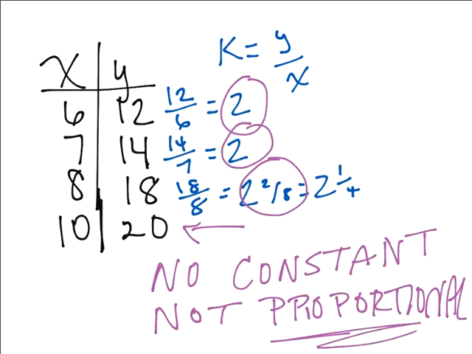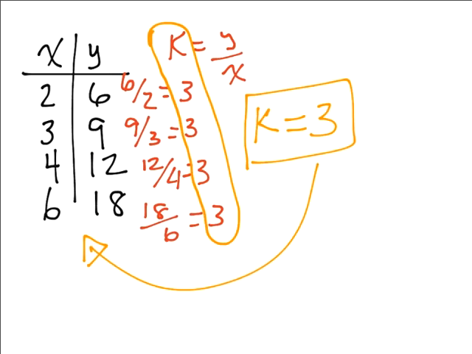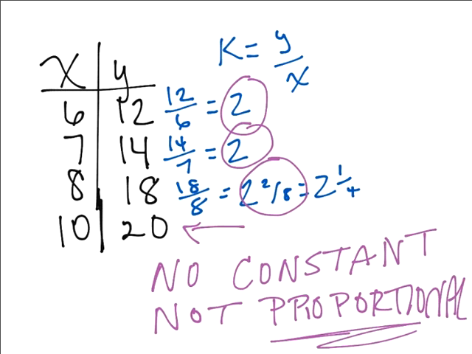Okay, and that's it. One skill, 2 examples. If the number is the same all the way through, it is a proportion. If it is not the same all the way through, it is not. Okay, piece of cake.